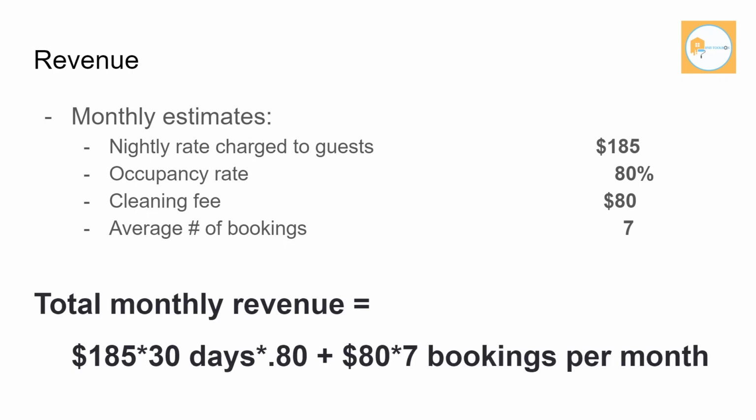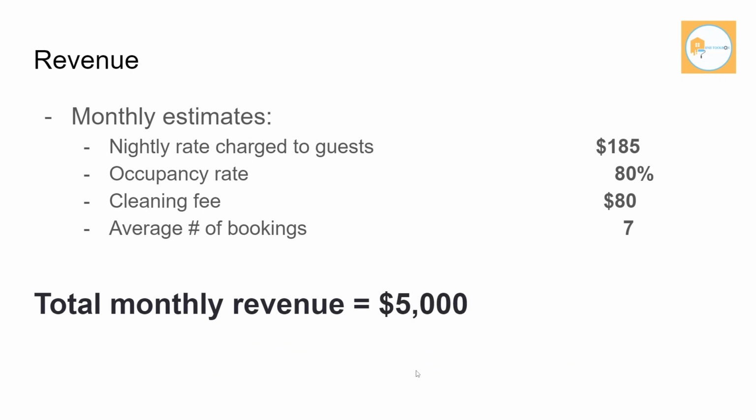If I take all that into account and then do the math to calculate the revenue that this property generates in 1 month, I multiply the $185 times 30 days times the occupancy rate percentage, and then I add to that the $80 cleaning fee times the 7 bookings per month. And that will total $5,000 of revenue per month for this Airbnb property.